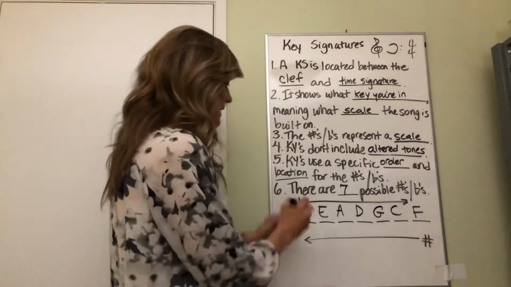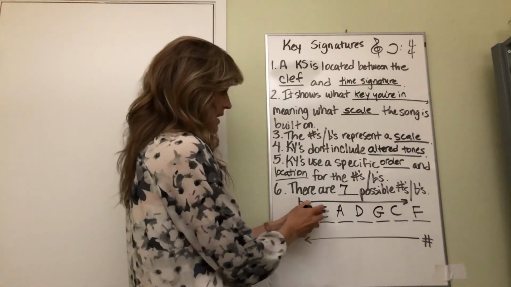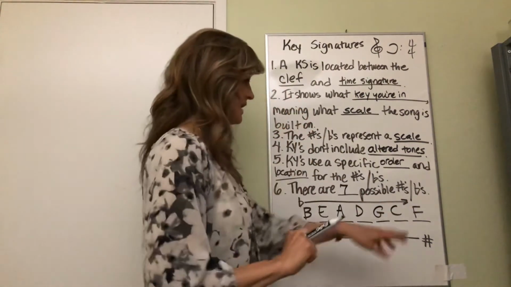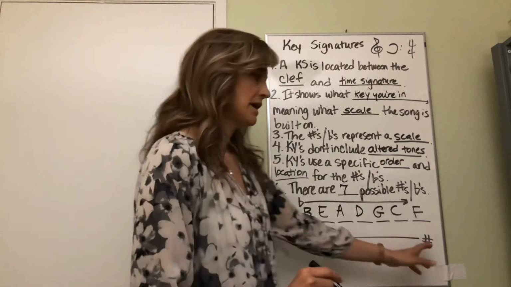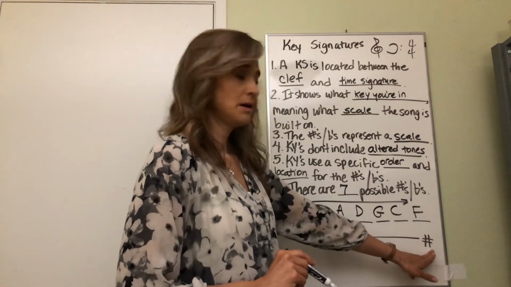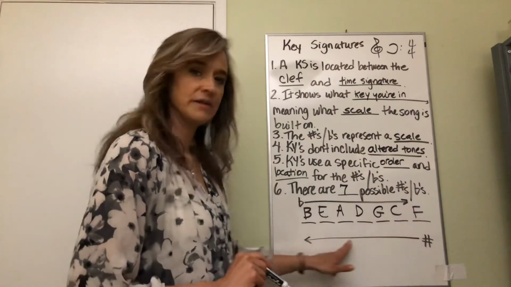So when I write out flats, I go this direction. I start on B, and I go to here. If I have 7 flats in a song, the last flat that I would write is an F flat. And then going the other way, if I have sharps in my song, the first sharp always has to be F, the second is C, so on and so forth.